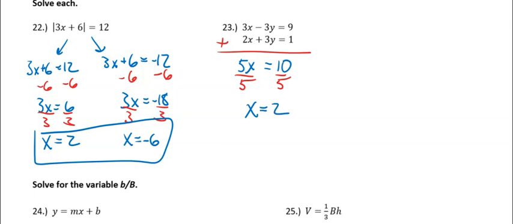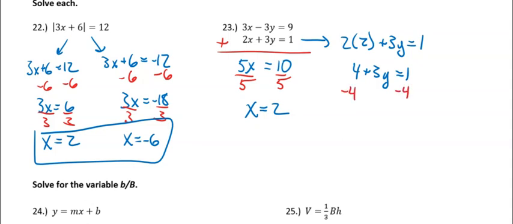I have to plug that back in, and I can plug it into either one. I'll plug it into this one. Once again, use those parentheses when I plug stuff in. It saves me some headaches in the long run. And now I solve. I subtract that 4 from each side and divide by the 3. So I've got y equals negative 1.